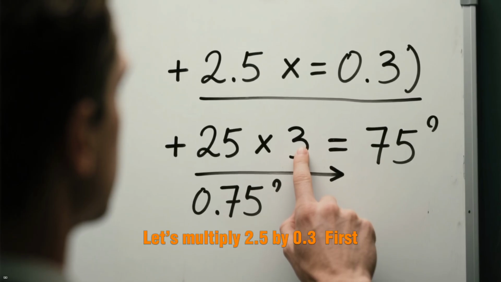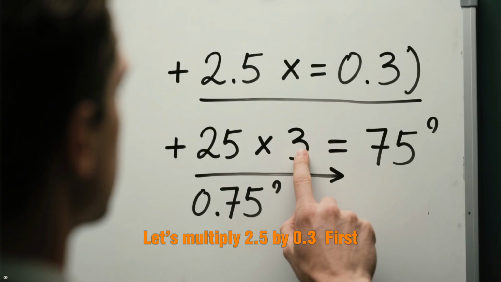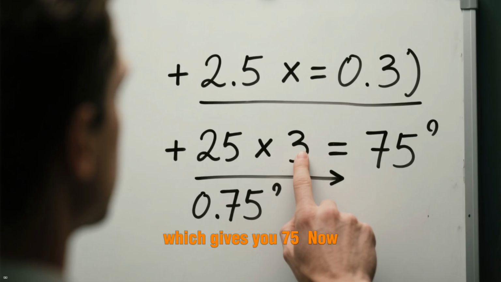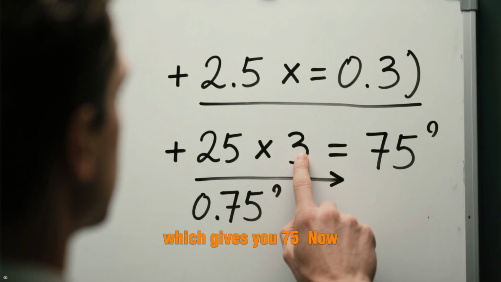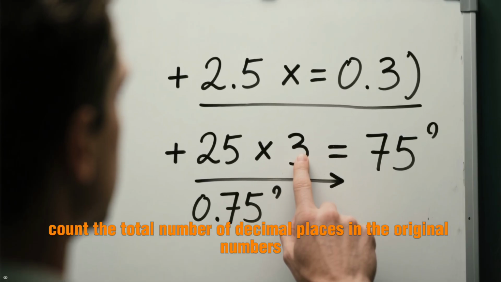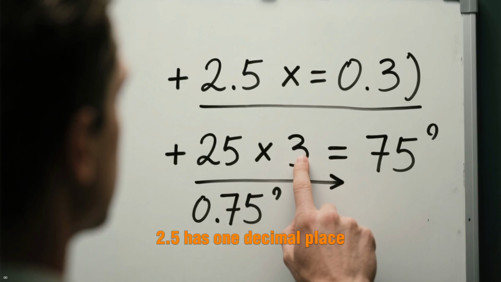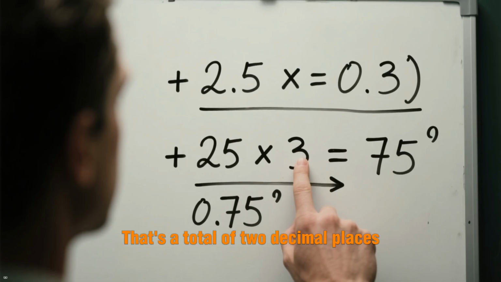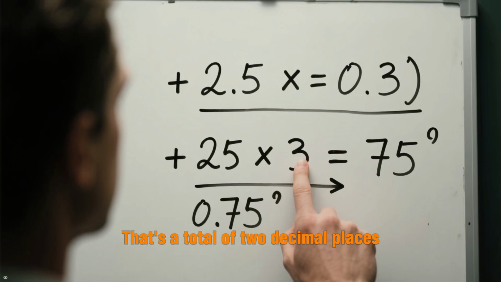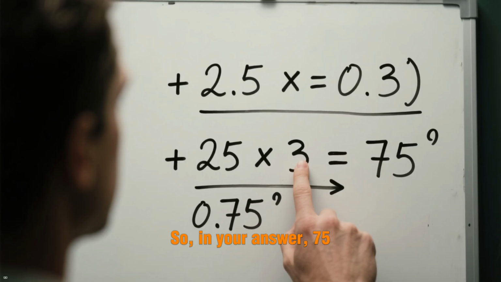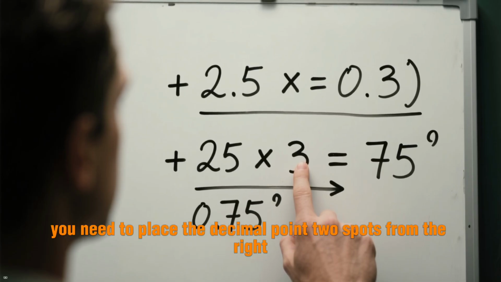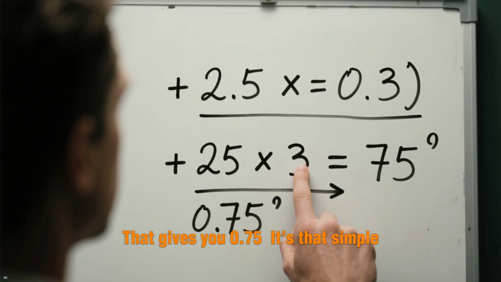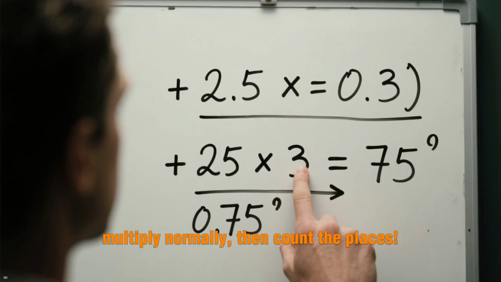Let's multiply 2.5 by 0.3. First, just ignore the decimals and multiply 25 by 3, which gives you 75. Now, count the total number of decimal places in the original numbers. 2.5 has 1 decimal place, and 0.3 has 1 decimal place. That's a total of 2 decimal places. So, in your answer, 75, you need to place a decimal point 2 spots from the right. That gives you 0.75. It's that simple. Multiply normally, then count the places.